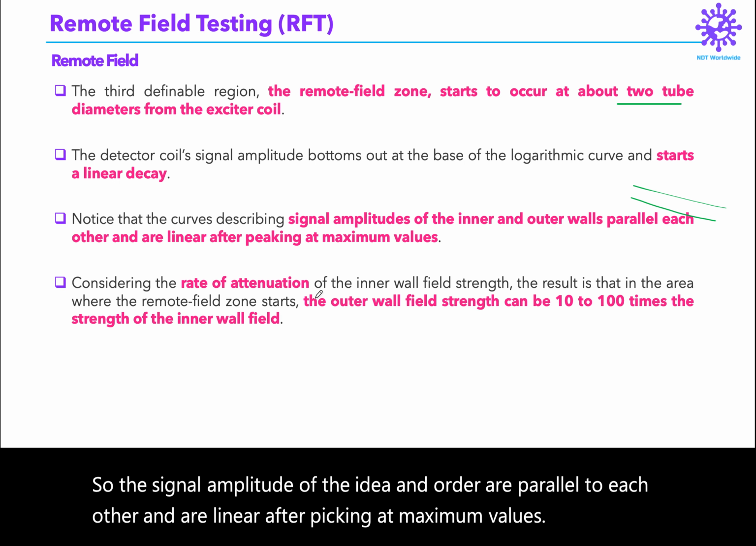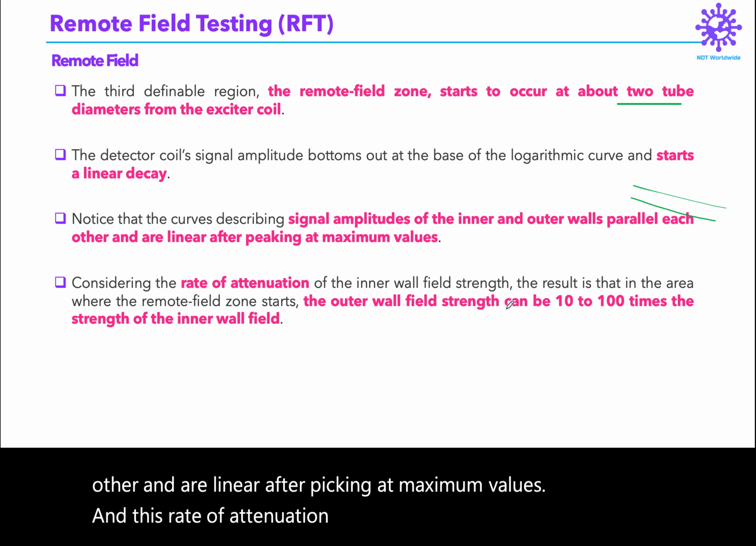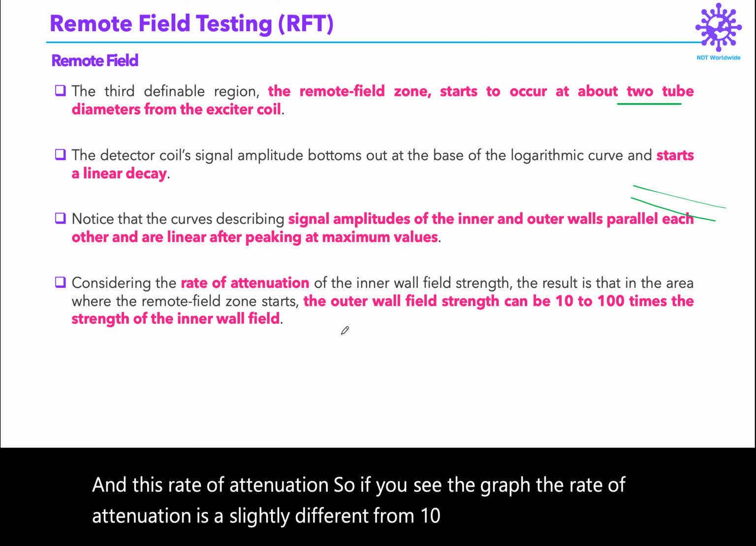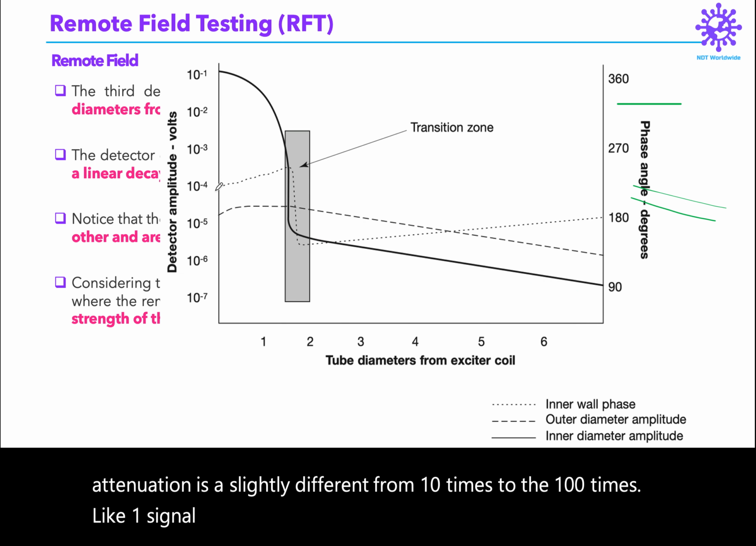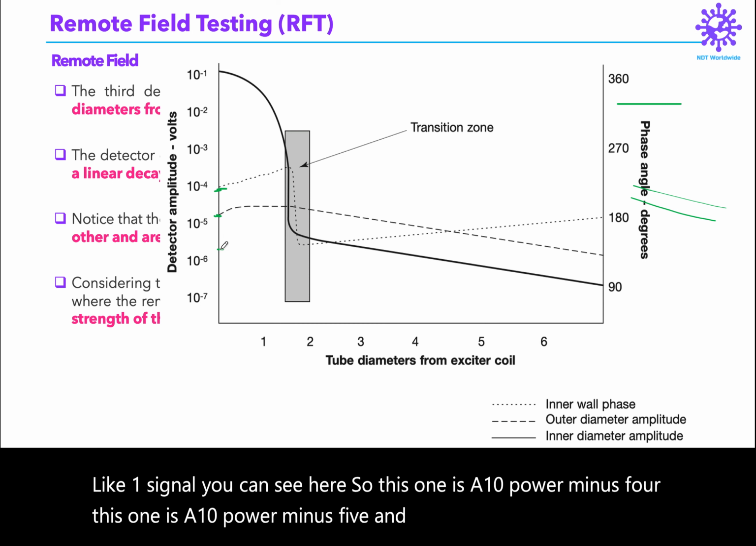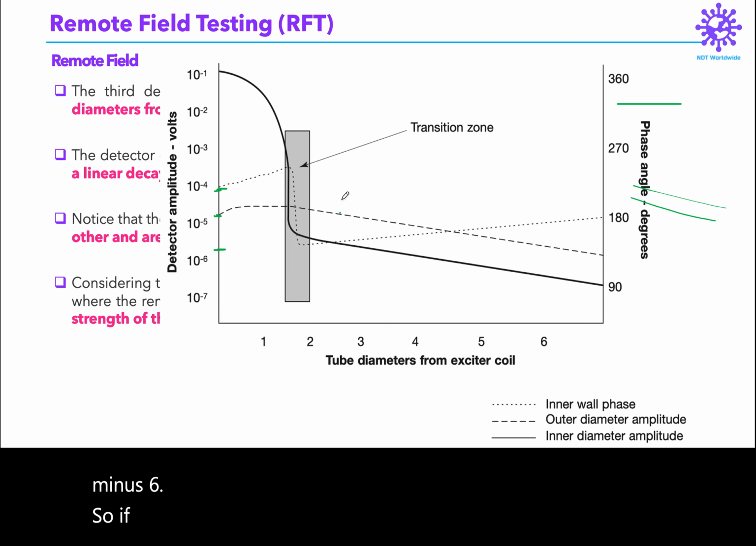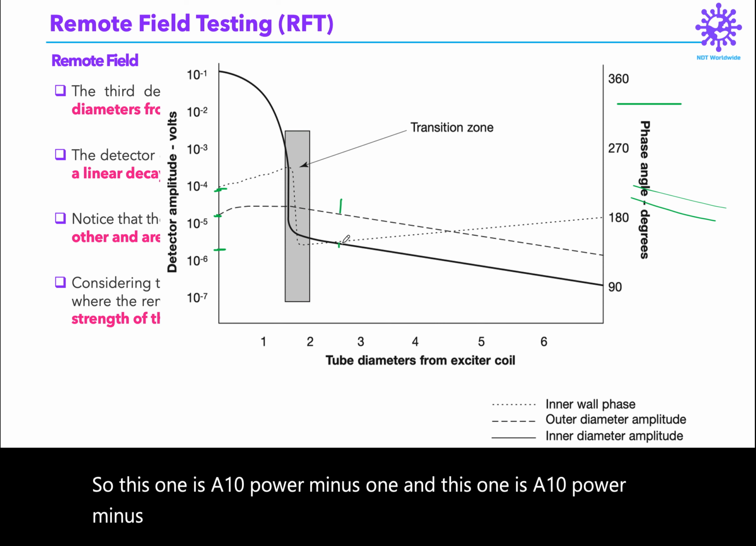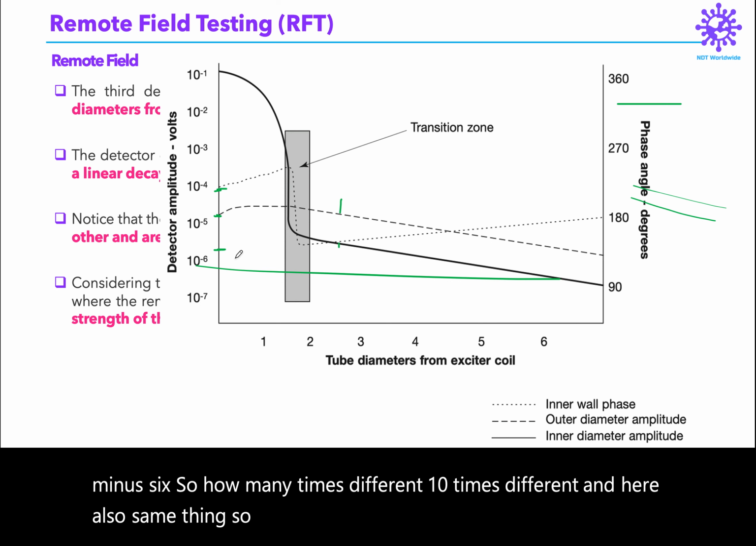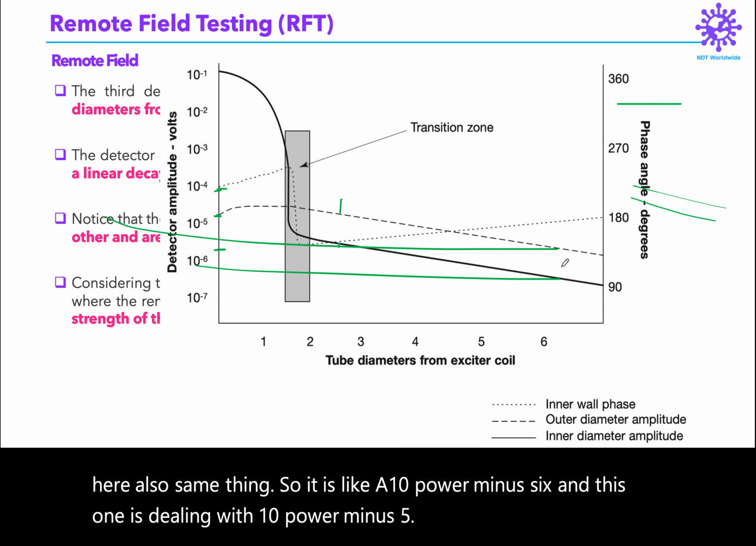And for this rate of attenuation, if you see the graph, the rate of attenuation is slightly different, from 10 times to 100 times. One signal you can see here is 10 power minus 4, this one is 10 power minus 5, and this one is 10 power minus 6. If you compare this line and this one, this one is 10 power minus 5 and this one is 10 power minus 6. How many times different? 10 times different. And here also the same thing: this one is 10 power minus 6, and this one is 10 power minus 5. So you will have 10 times variation.